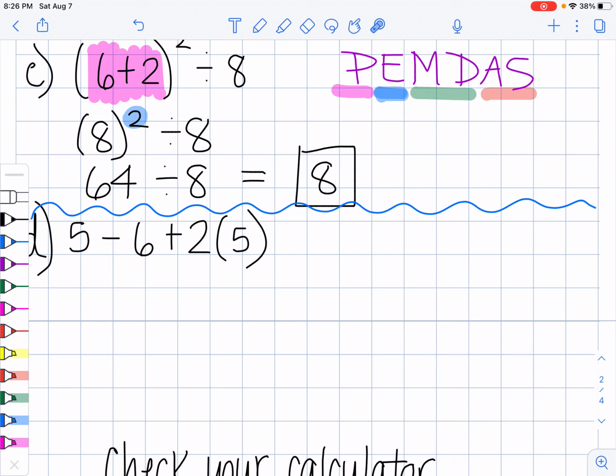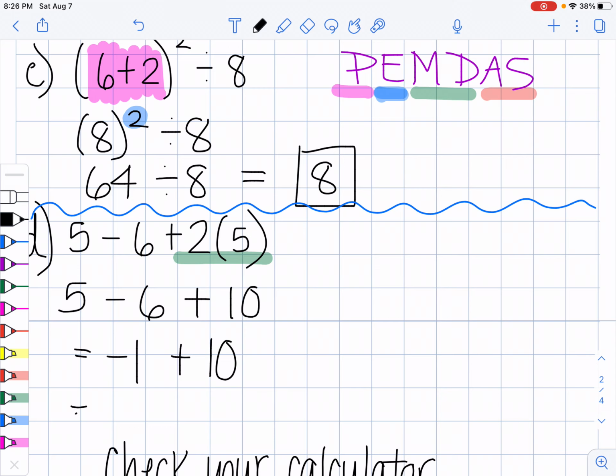So according to my rule, I go from left to right. I'm going to do my multiplication first. So first I'm going to do this guy right here, 2 times 5. So I got 5 minus 6 plus 10. Okay, and then I do my addition or subtraction. I go from left to right. It's okay if I do my subtraction first because they're on the same level. So 5 minus 6 is -1, and -1 plus 10 is equal to 9.